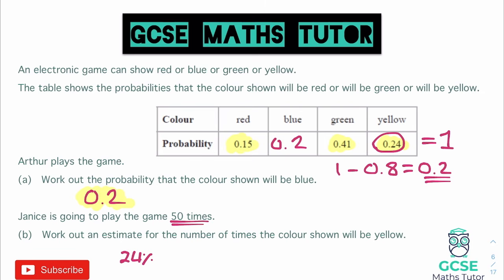As well as that, you could treat it as a decimal or a fraction. In this case, where we're using a calculator, using the decimal is much easier, because to work out 24%, you just multiply by 0.24, which is the decimal that we're given. So to work out our answer, we'd just take the 50 times that she's going to play the game and multiply it by the decimal related to the colour we're looking for, which is 0.24, and this straight away gives us our answer, and that answer is 12. So in terms of our estimate here, we'll estimate that she's going to get 12 yellows if she plays this game 50 times.